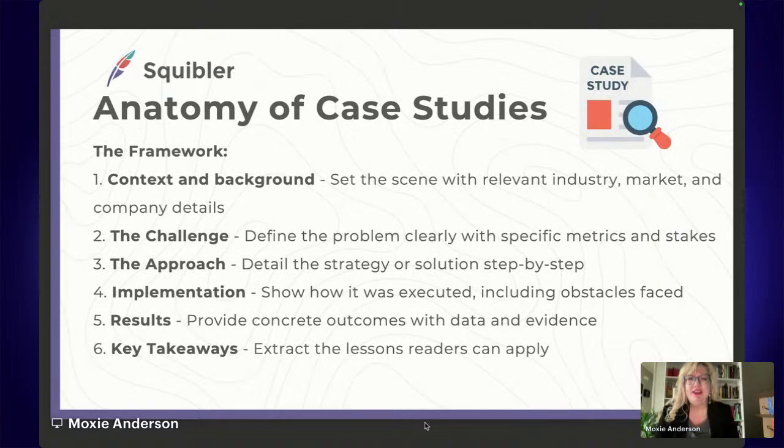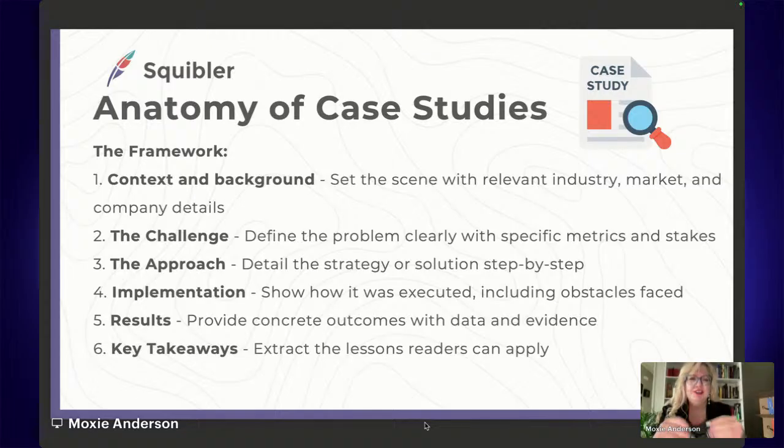So, the anatomy of a case study also has a certain framework to it. You want to talk about the context and background, set the scene with the relevant industry you're discussing, the market and company details. Talk about the challenge that you're discussing in this chapter that you're writing that's going to fit around this central theme or point of the chapter.